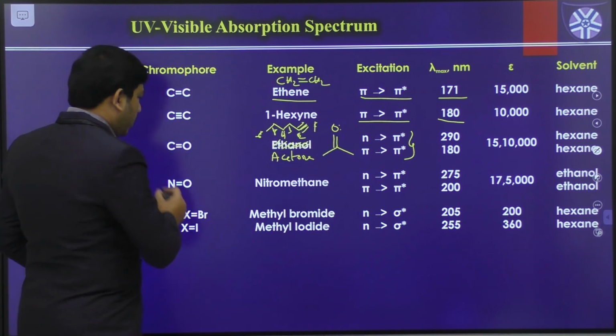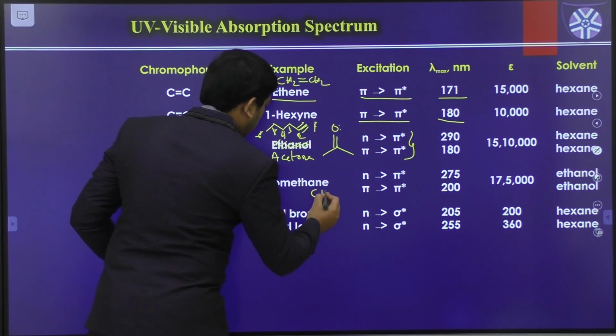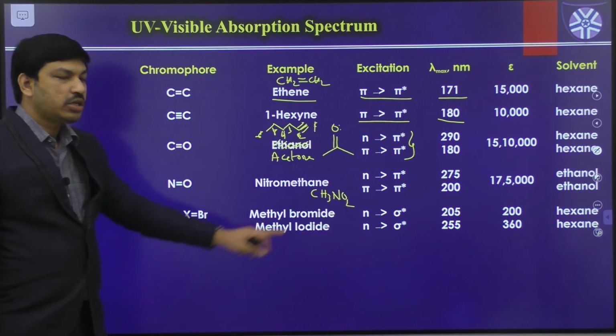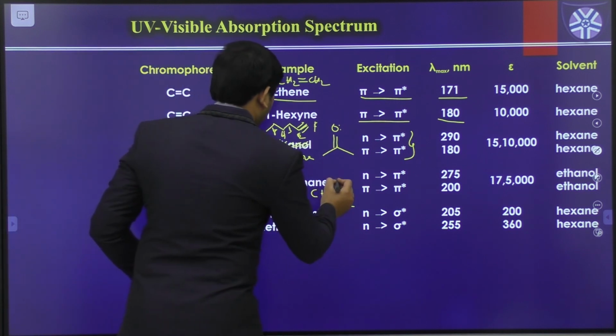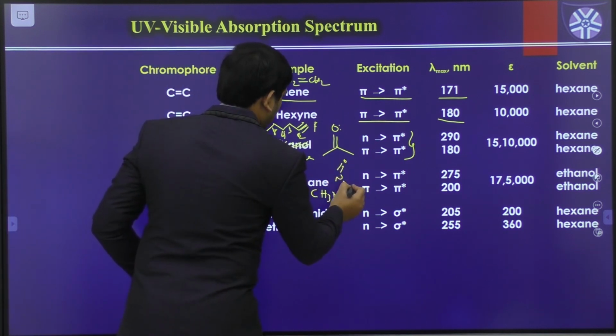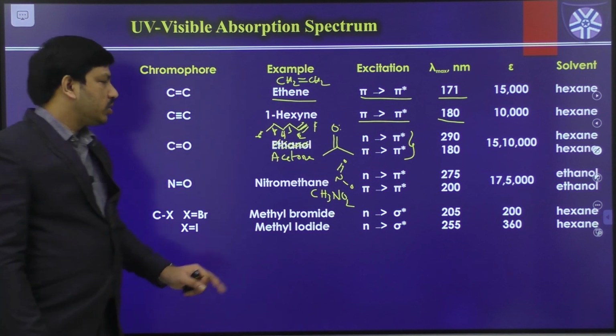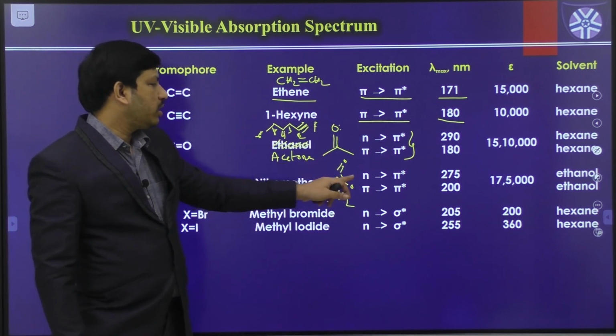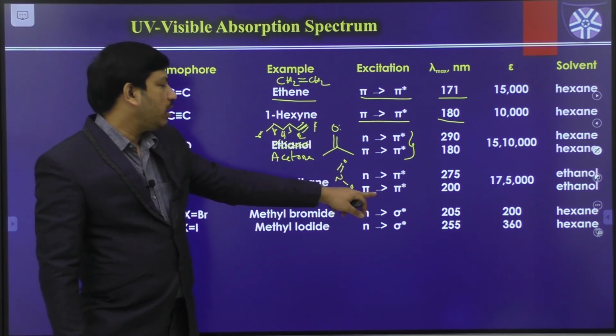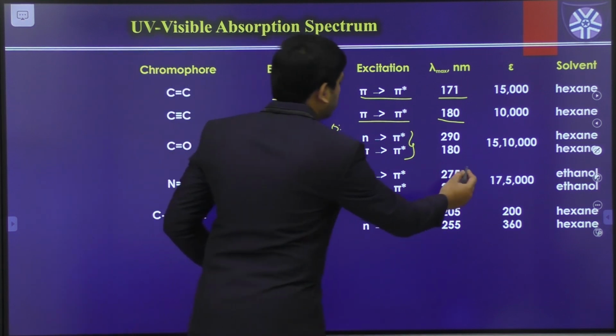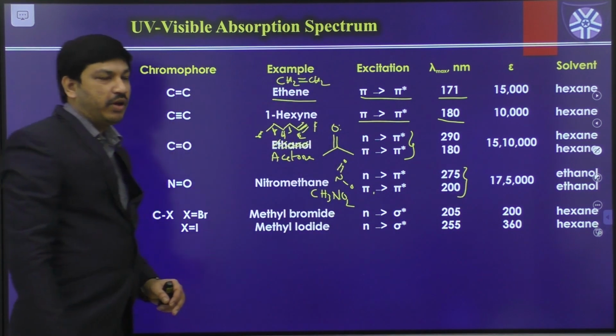Or N double bond, nitromethane, CH3NO2. So in case of NO2 group, we have a N double bond O group, NO2 means double bond O like this. That is the reason n to pi star and pi to pi star transitions are actually possible. These are the possible absorption peak values.